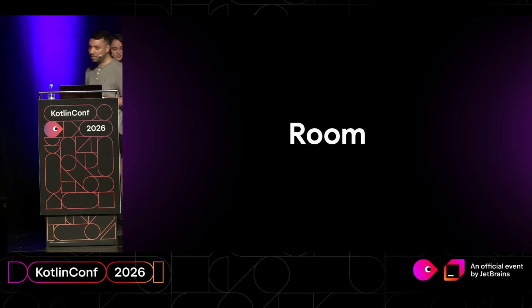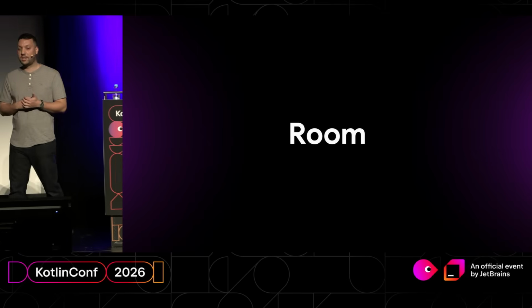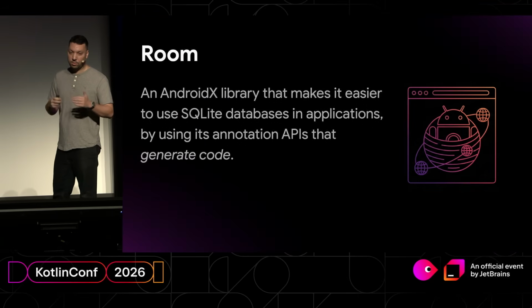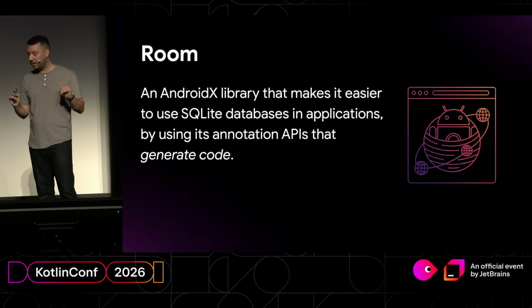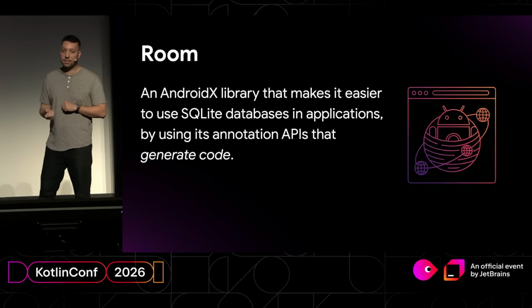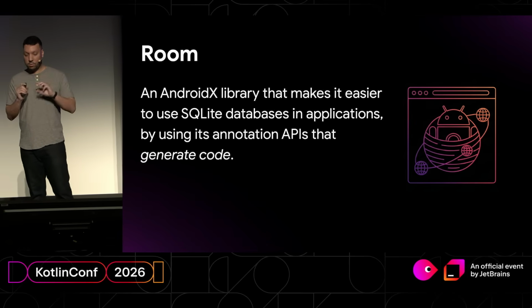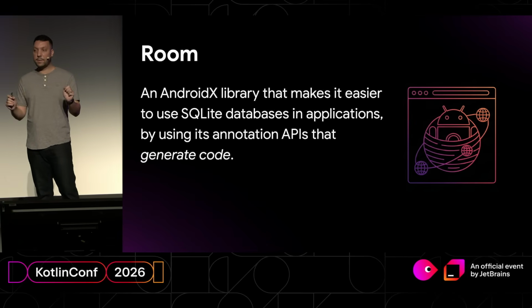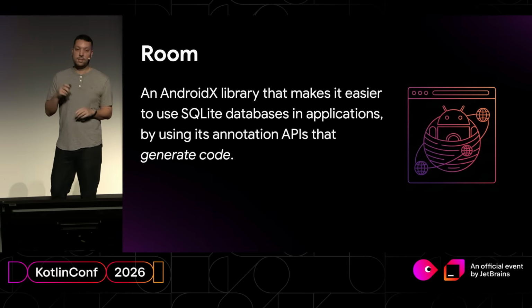Cool. So that was DataStore. I'll go into Room now, and similarly for the web. Room, if you don't know anything about it, is our AndroidX library that makes it really easy to use SQLite databases in your application. And the core thing about it is that it's an annotation API, and we generate code.